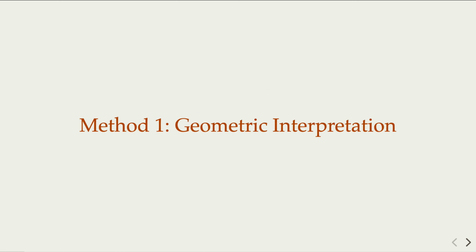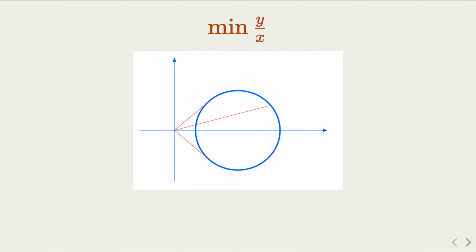Now, when you see these problems, you're always going to start with a geometric interpretation of the problem. Here, the points are on the blue circle. The quantity we try to minimize is y over x. What is that? That is the slope of the red lines here, right? So as we move, the straight line goes from the origin (0, 0) to the points on the circle.